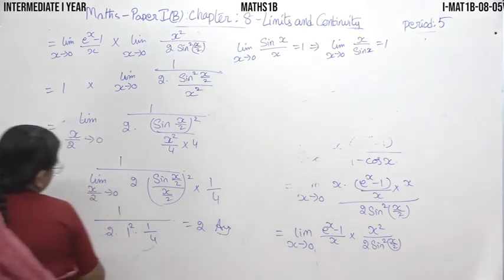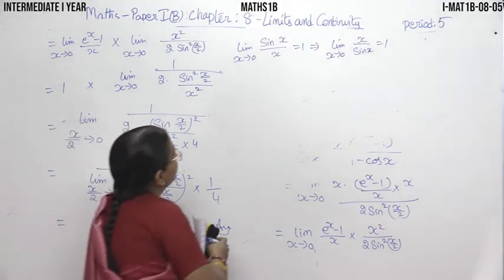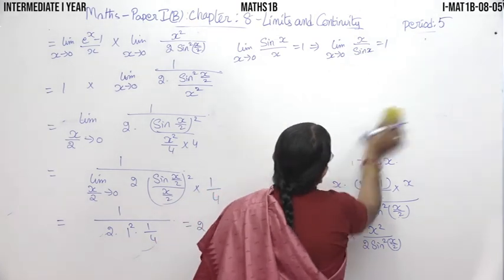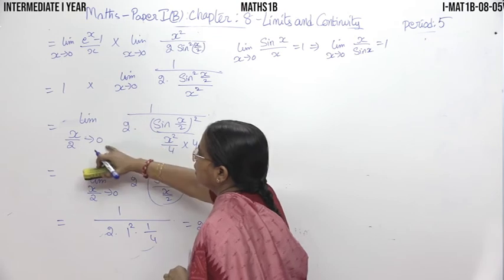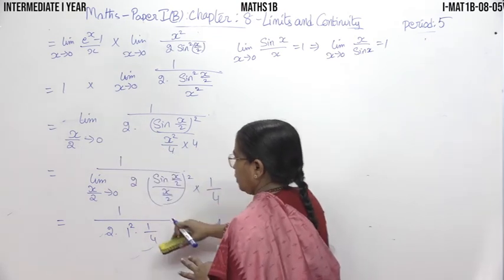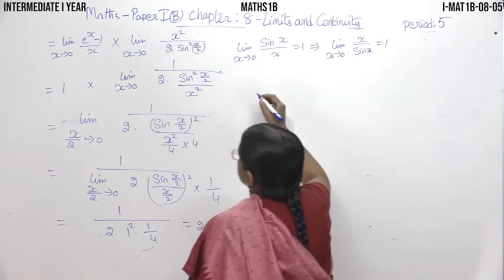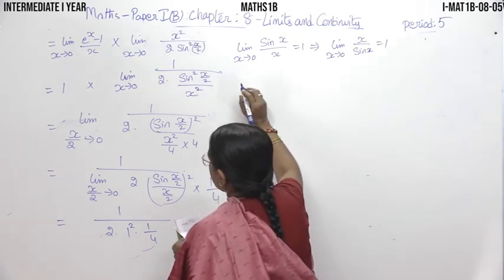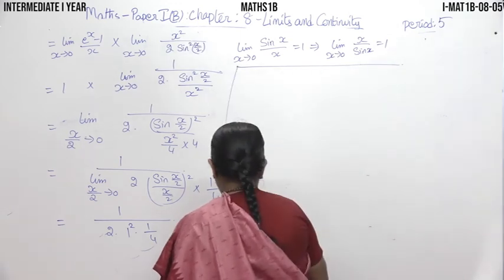So you can do like this. Okay. This problem is very important. If you are using this formula, then you need not bring it down. Bring the limit to the denominator. Next problem. I missed the problem number.